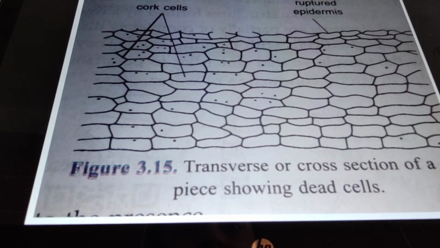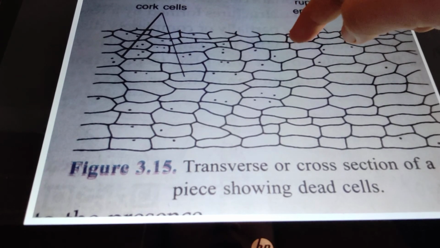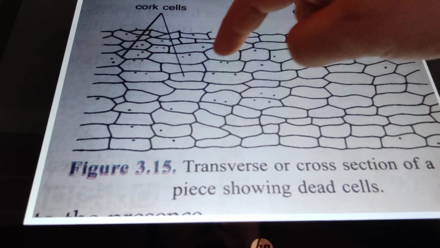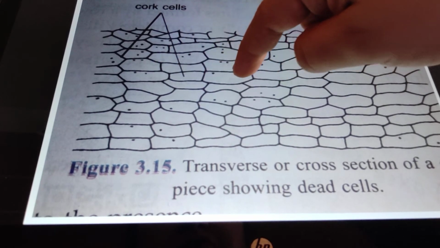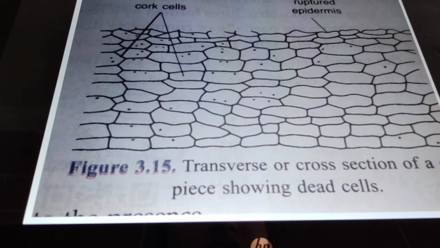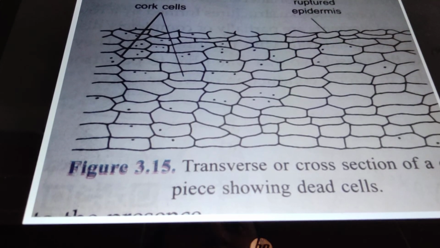Here you can see the cork. The upper layer, this permanent tissue, gradually gets ruptured, this epidermis layer gets ruptured, and inside are the cork, we can say meristematic tissue, again which is responsible for the growth of the plant. These are known as the dead cells.